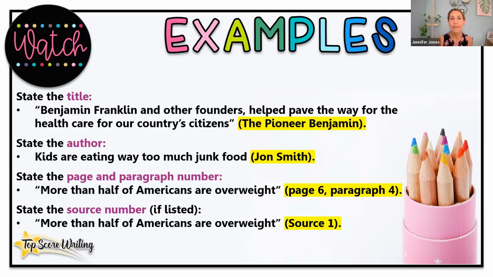So again, we can cite our sources either with EBT or with parenthetical citations. Either way, we are going to use the title, author, page and paragraph number, or source number. Any of those ways of referencing or citing are completely appropriate.